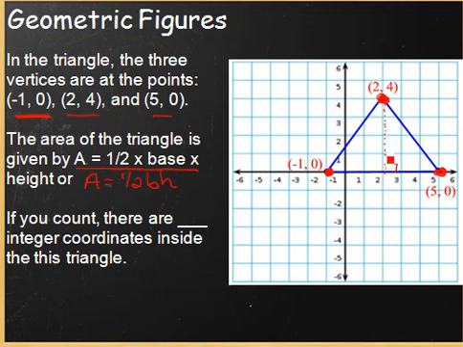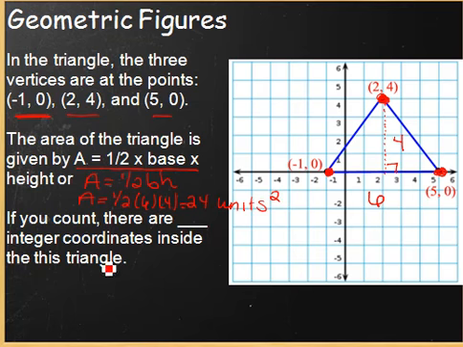Therefore, we can see that our height is 4 units and our base is 1, 2, 3, 4, 5, 6 units, or the distance between the point -1 and 5, which is 6. Therefore, our area is 1/2 times 6 times 4, which is 12 units squared.